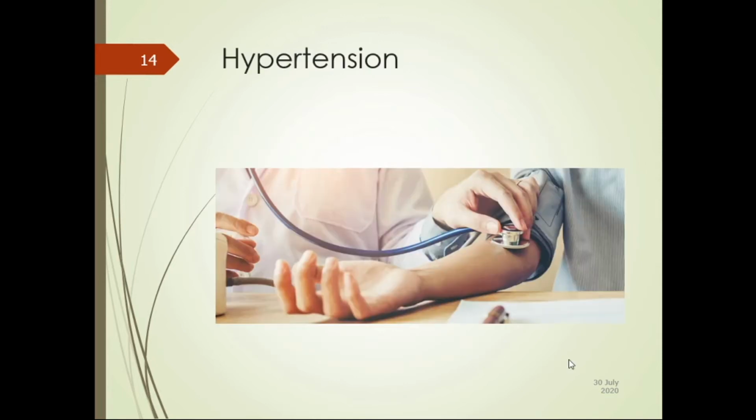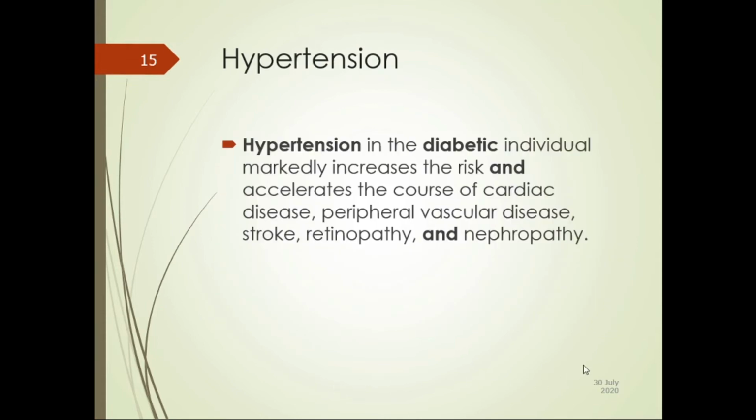Diabetes damages arteries and makes them targets for hardening, called atherosclerosis, and this predisposes patients to hypertension. Hypertension is one of the risk factors for coronary artery disease. And hypertension in diabetic individuals markedly increases the risks and accelerates the course of cardiac disease. So if a patient is diabetic and also hypertensive, then there's a chance that they get faster into cardiovascular heart complications, peripheral vascular disease, stroke, retinopathy, and nephropathy. So hypertension is a major risk factor for some of these things.